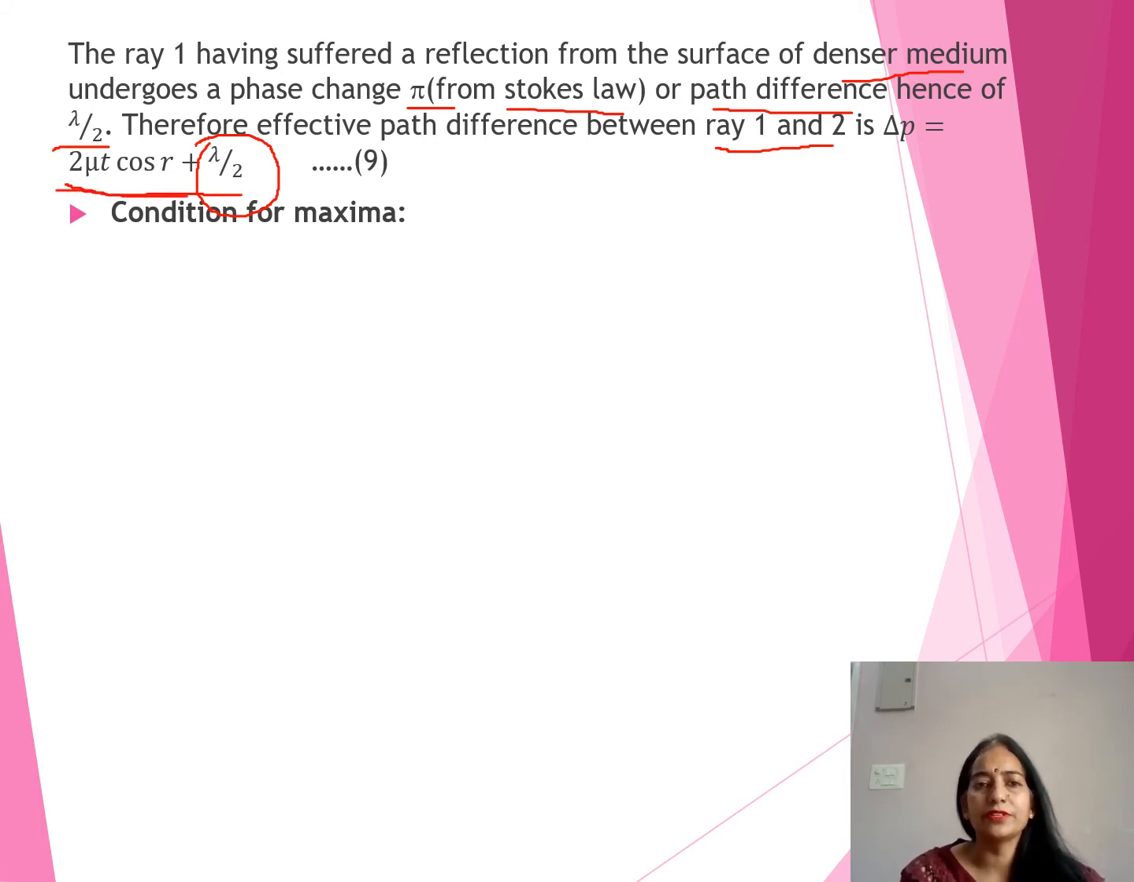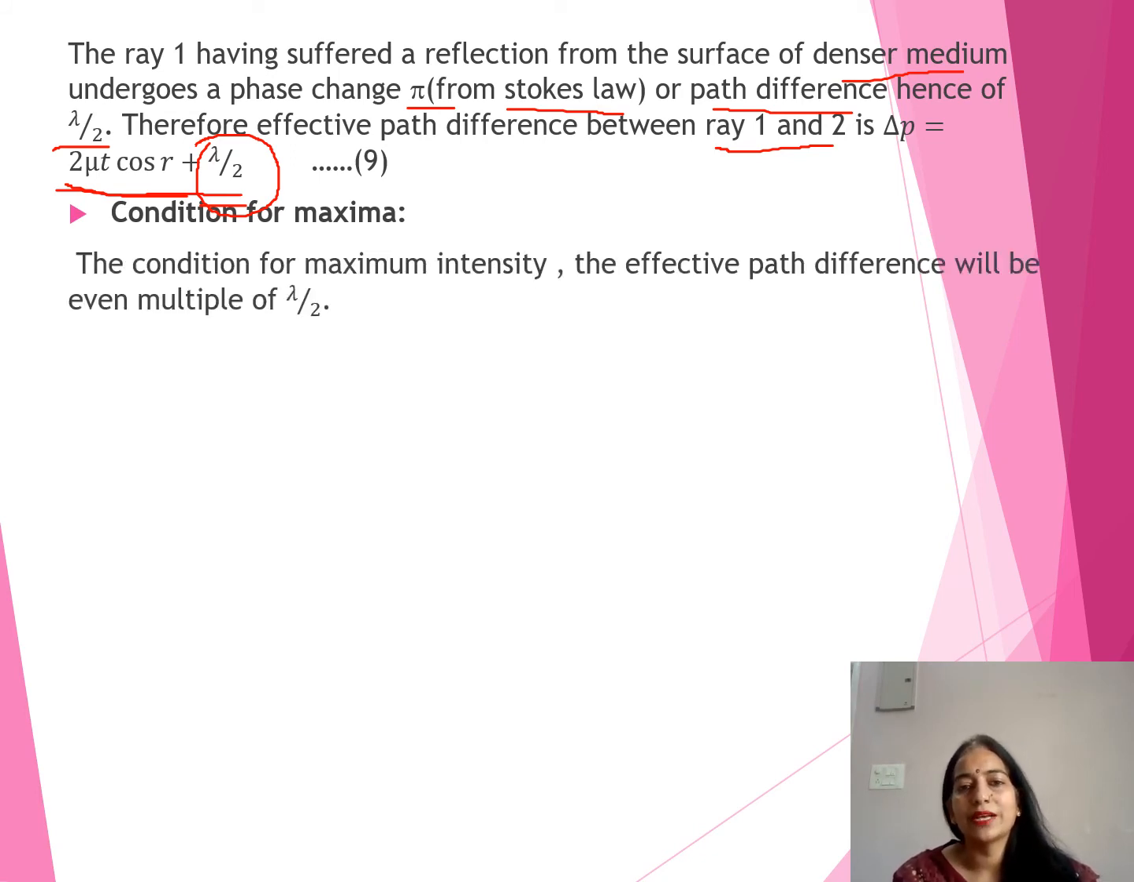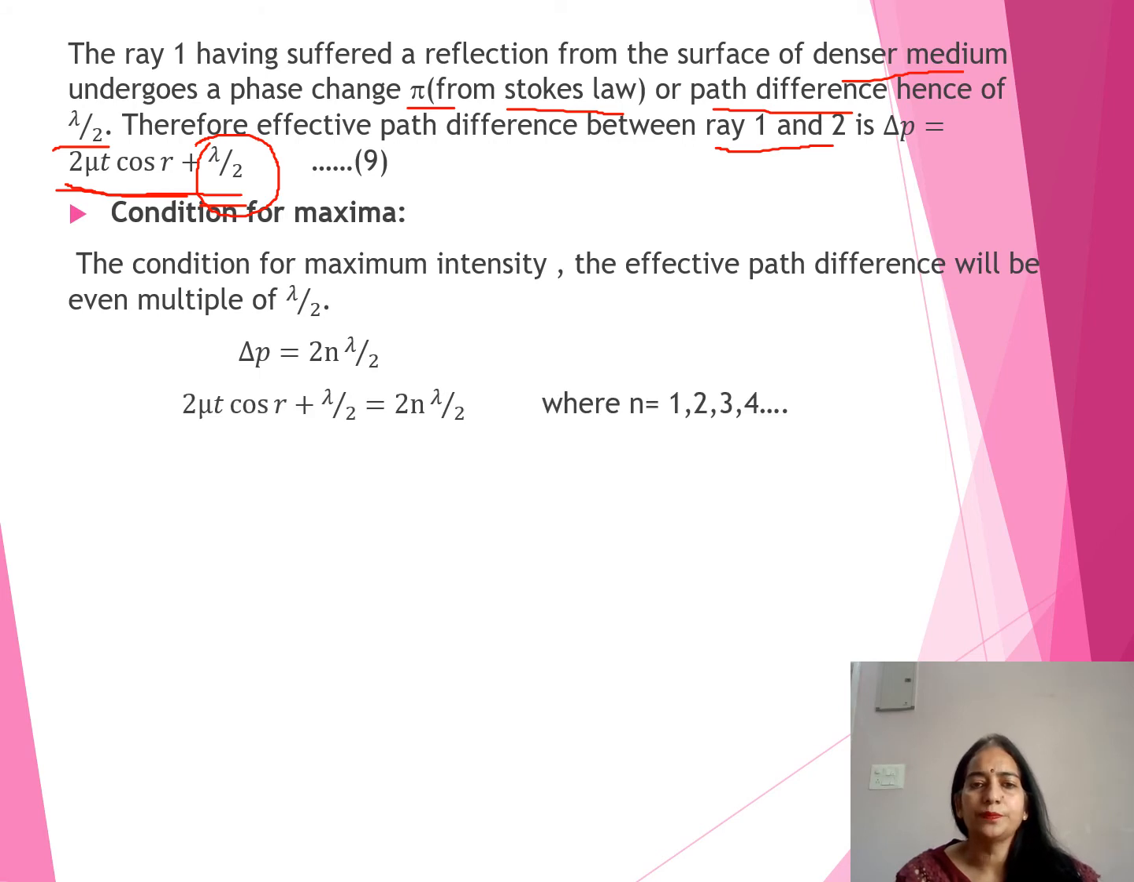Now when the path difference comes out, we have to apply the conditions for maxima and minima. The condition for maxima is that the path difference should be an even multiple of lambda by 2, and for minima the path difference should be an odd multiple of lambda by 2. So for maximum intensity, the effective path difference will be an even multiple of lambda by 2. The path difference is 2 mu t cos r plus lambda by 2, so we apply this condition: 2 mu t cos r plus lambda by 2 equals 2n lambda by 2.